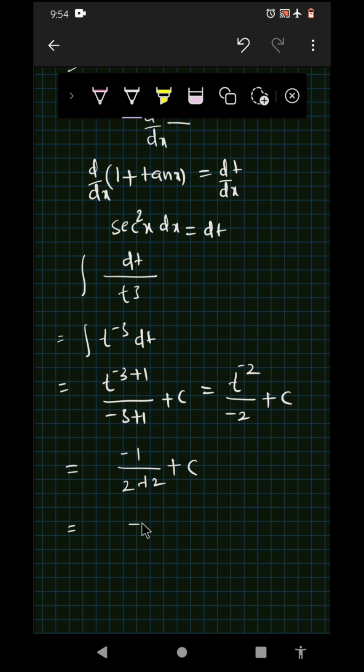Now minus 1 by 2 into t, where t is 1 plus tan x. So that here 1 plus tan x whole square plus c. So this is the answer for given problem, that is minus 1 by 2 of 1 plus tan x whole square plus c is the answer for given problem.